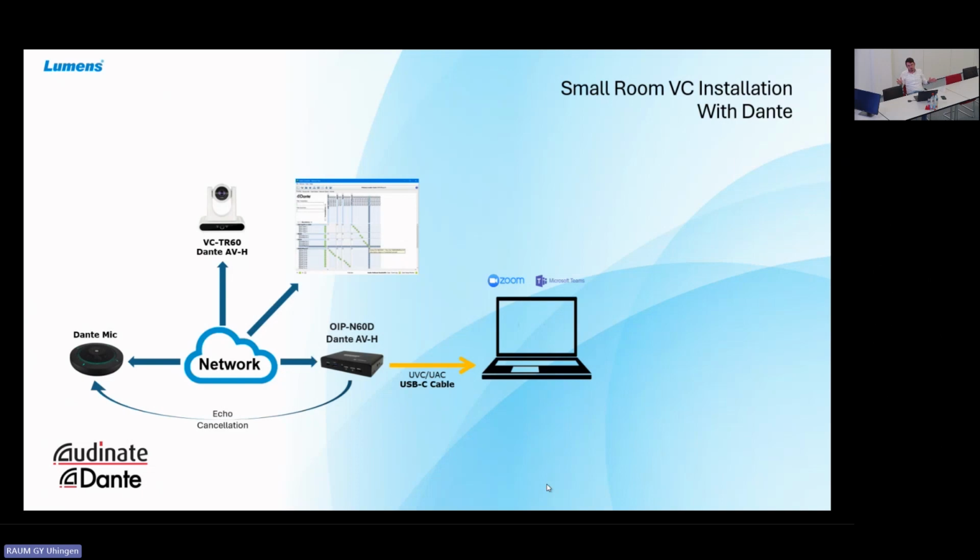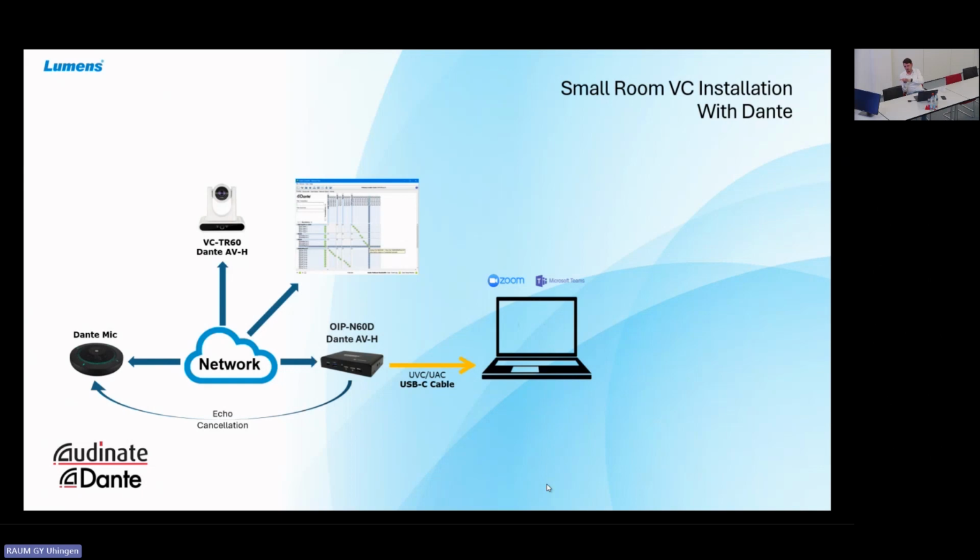But there are not so many Dante AV-H sources in the video world, so we will also be able to take an RTSP source, so mix and match the sources and give it to you as one USB. The switching between these sources we cannot do. For that, you need to set it up with the Dante Controller, which is free software to connect transmitter to receiver. So basically, in this case, it would be an RMCG, connect yourself to the OIP-60D Dante.